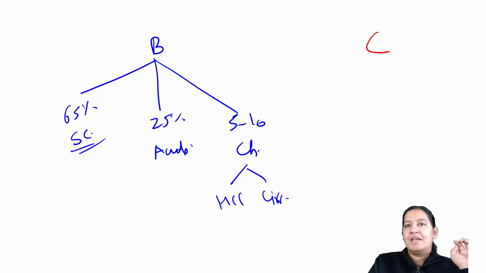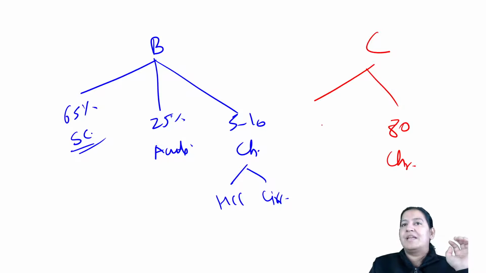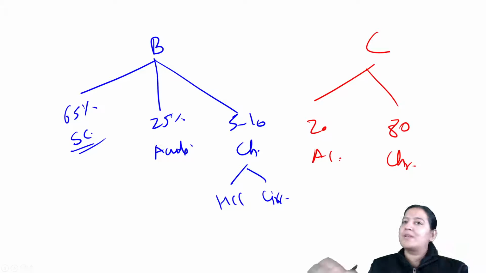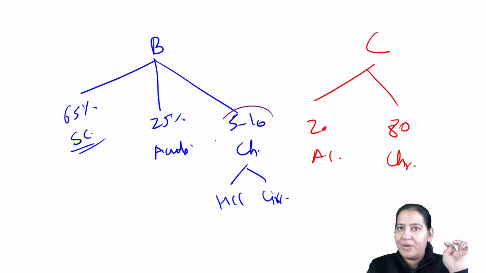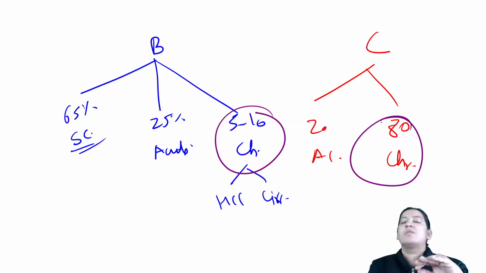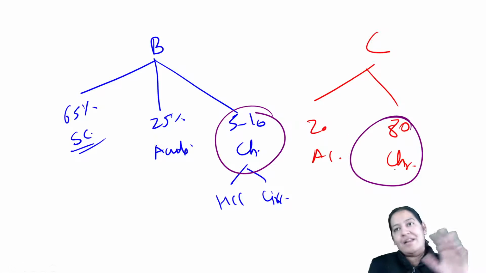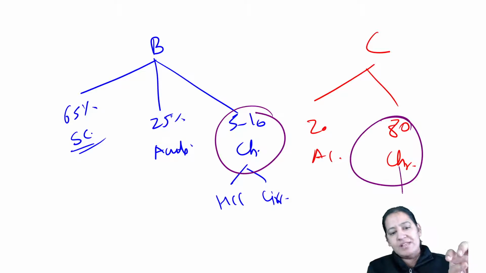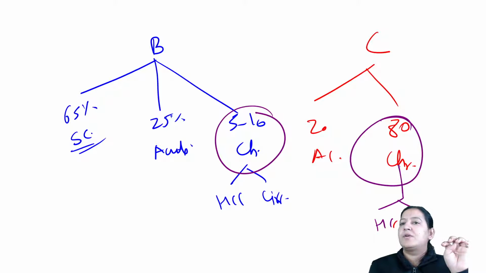Now compare it for C. In C, 80% will convert into chronic and 20% will be acute. There is no subclinical. So see the comparison. Here the acute percentage is only 10. Oh sorry, the chronic percentage is high in C. And that chronic will always convert into HCC and cirrhosis. Give me a thumbs up.